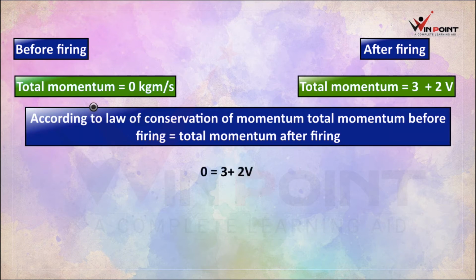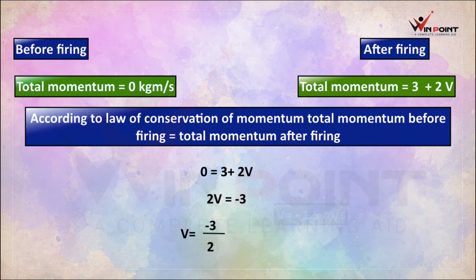Now we can compare that. 0 equal to 3 plus 2v. It is total momentum before firing, and it is total momentum after firing. From this you can find the value of v. It will be 2v is equal to minus 3. This plus 3 we are taking to the other side of equal, it will be minus 3, and v is equal to minus 3 by 2, because this 2 is multiplication. When we are taking this to the other side of equal, it will be division.